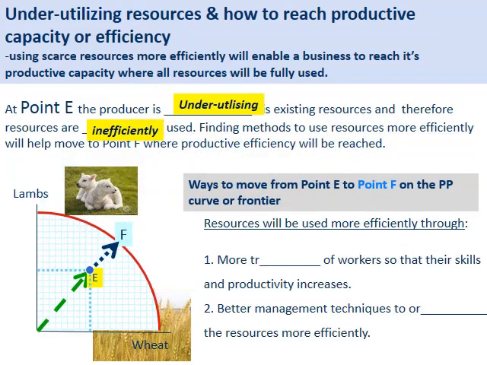So how do we get from point E to point F? How do we use our resources fully? Or just use them more efficiently? And often it's through worker training, for example, so their skills and productivity increase so they can reach their capacity. Or it could be that some workers are just not working fully.